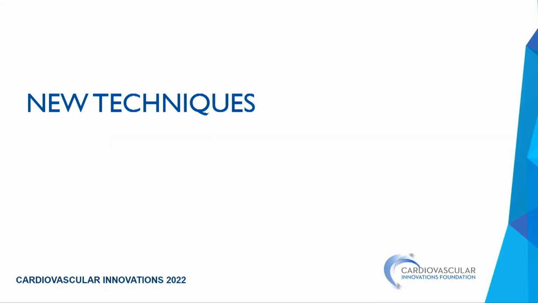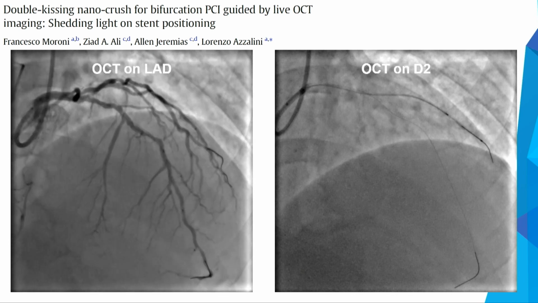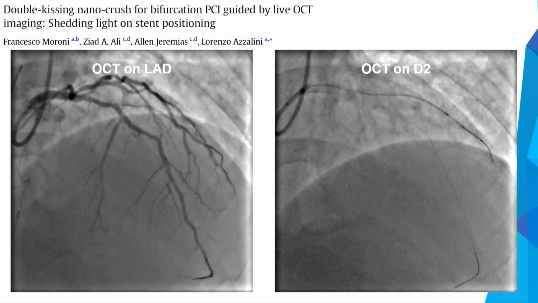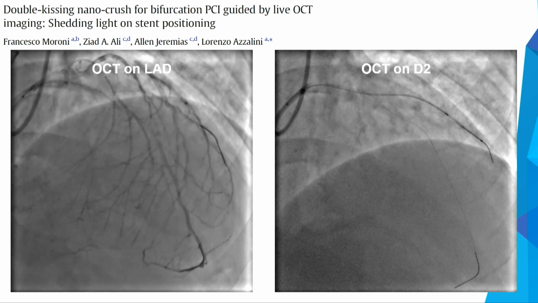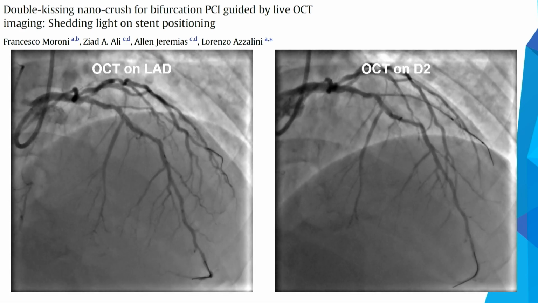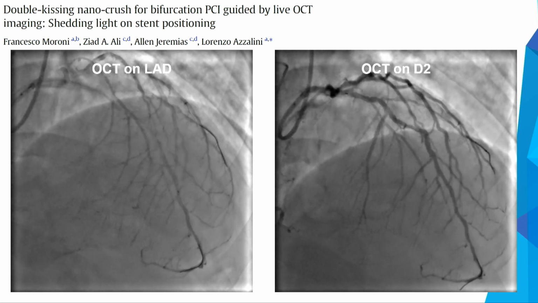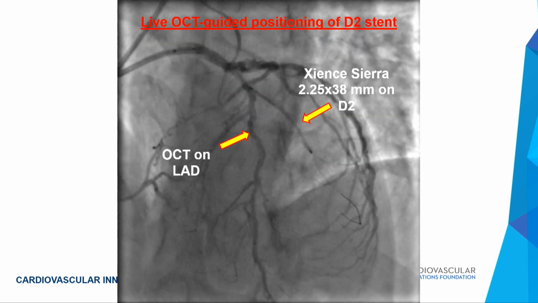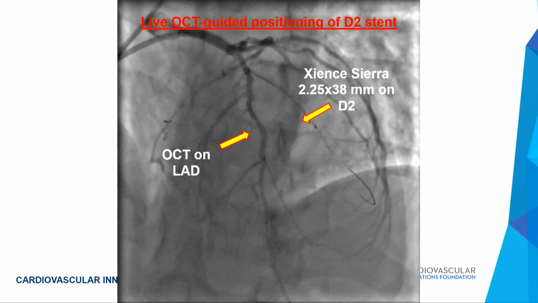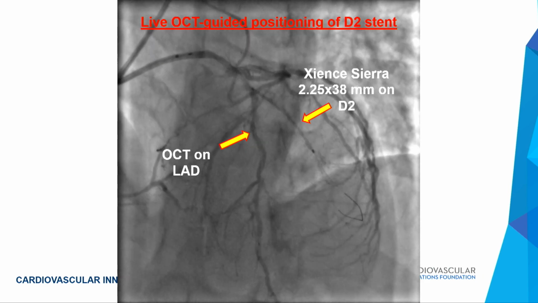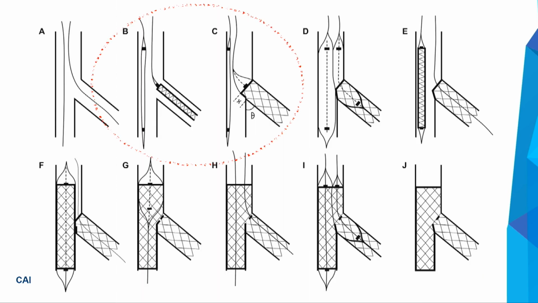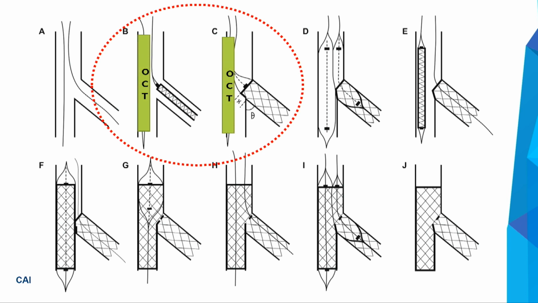What about new techniques, just to conclude? We propose a variation of DK nano crush guided by live OCT imaging. You can see here a mid-LAD lesion involving the second diagonal. After pre-dilatation, at the moment of stenting the side branch, we ran an OCT on the main branch, in this case the LAD, to precisely position the stent into the main vessel with a nano protrusion. So it's just a slight variation of the DK nano crush where we run the OCT at the beginning.